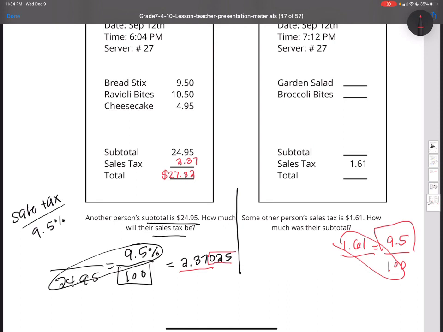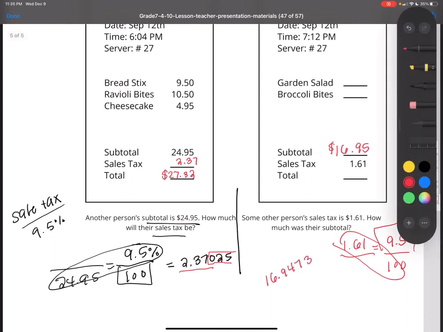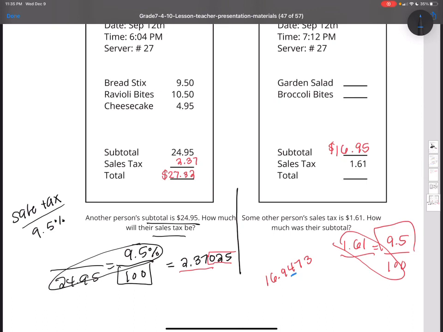And their subtotal should be $16. And remember, we're rounding to the nearest hundredth. So it's going to be $16.95. Okay, here's what I got in my calculator. And remember, we're rounding to the nearest hundredth. And what I mean by that is that we're paying attention to that 4. And we're looking at that 7 to see if that 7 is big enough to round that 4 up. And it was. Okay.